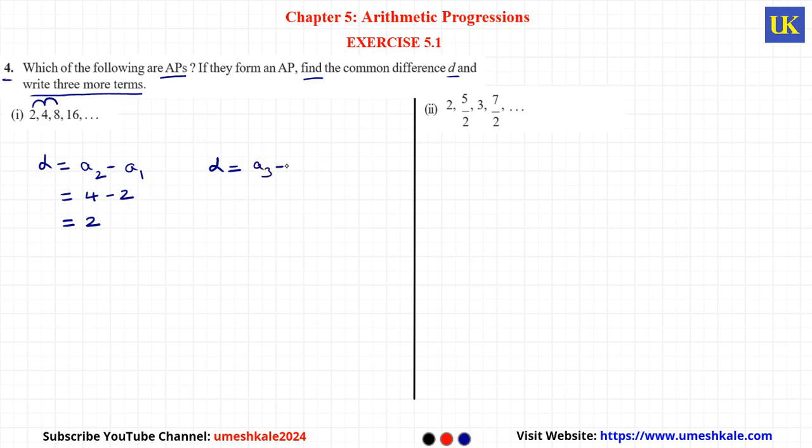So now we will check A3 minus A2. A3 is 8 and A2 is 4, and 8 minus 4 is 4. As you can see, here we are getting 2 and here we are getting 4. It means the difference is not the same. So we'll write here: therefore, D is not the same. Therefore, this is not an AP.